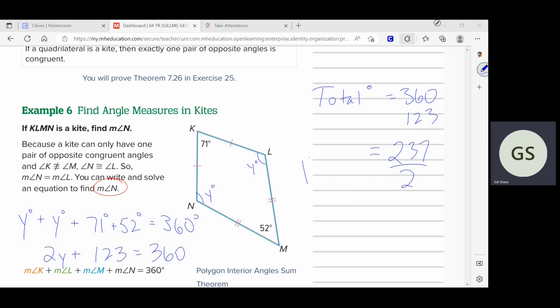So if you showed me that, 118.5. That is one of the two angles. Well, it's both angles. They're both 118.5. I still consider that to be a pretty easy problem. So far, I haven't really given you anything difficult, and we're not going to do anything difficult. There are problems in the book that are harder.